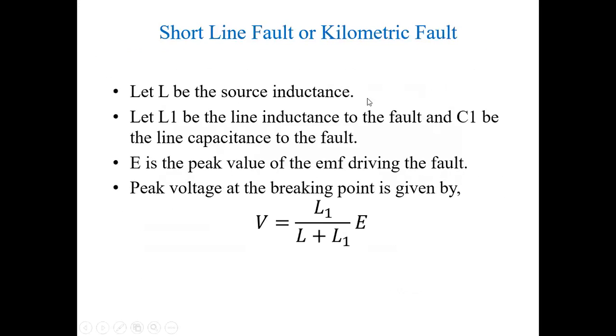Let L be the source inductance, L1 be the line inductance to the fault, and C1 be the line capacitance to the fault, and E is the peak value of the EMF driving the fault. The peak voltage at the breaking point is given by V = L1 / (L + L1) × E. How do we calculate the voltage at the circuit breaker point? V is equal to the opposite inductance divided by the total inductance times E. Just like the current division technique, we use the same relationship to calculate the voltage.